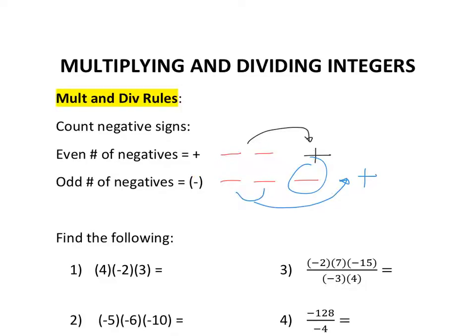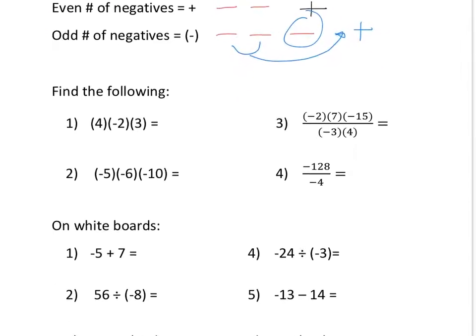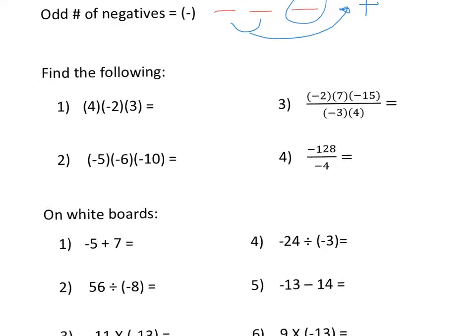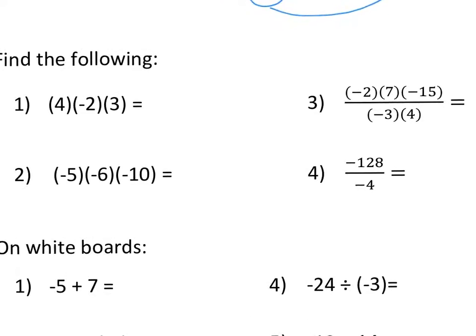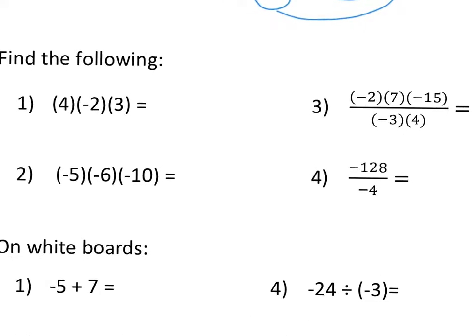So if you can pair up all of your negatives without having any left over, you've got a positive answer. If you pair up your negatives and you have a negative left over, you're going to have a negative answer. So let's look at the following problems.